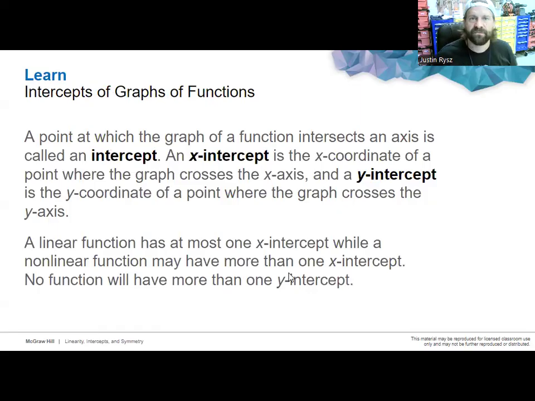Okay, hopefully we got an idea of what's linear and nonlinear. Next, let's talk about intercepts. So a point at which a graph of the function intersects an axis is called an intercept. An x-intercept is the x-coordinate where the point crosses the x-axis. The y-intercept is the y-coordinate where the point crosses the y-axis. Makes sense. All right, a linear function has at most one x-intercept, while a nonlinear function might have more than one, okay? No function will have more than one y-intercept.